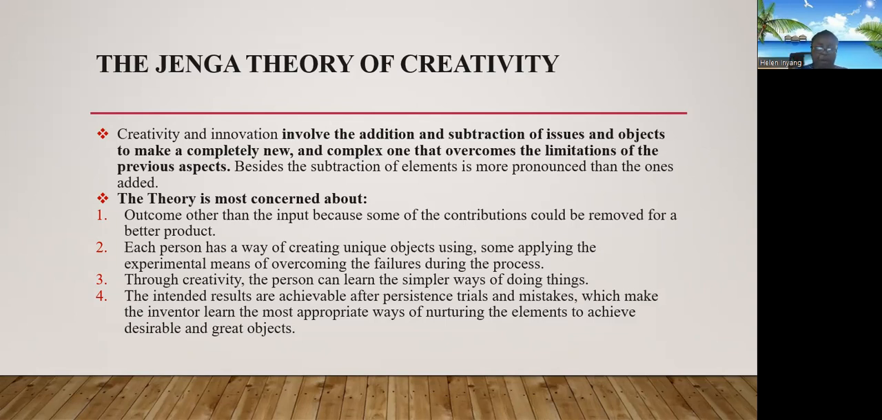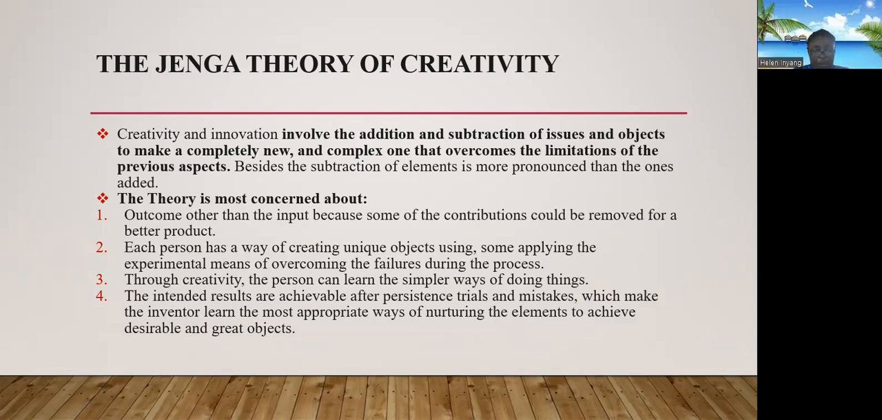This theory is concerned about the outcome rather than inputs, because some of the contributions could be removed for a better product. Whatever you use as an input to get a better product is irrelevant, but what they are after is a good product. Each person has a way of creating unique objects, applying experimental means of overcoming the failures during the process.